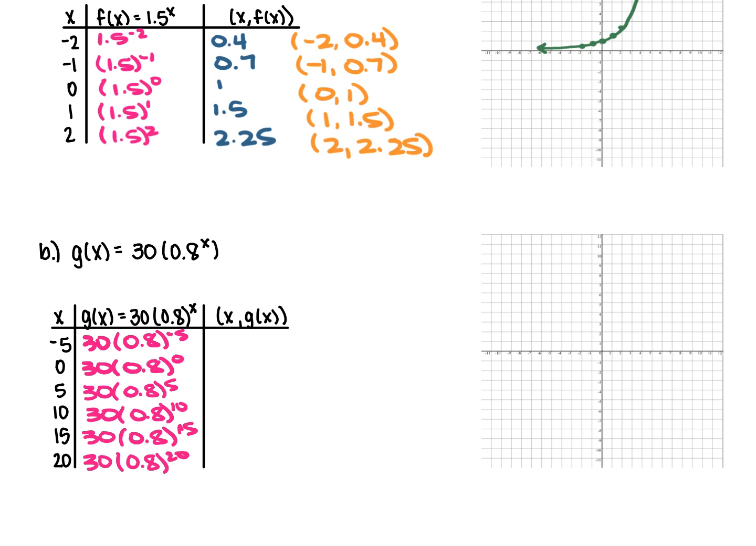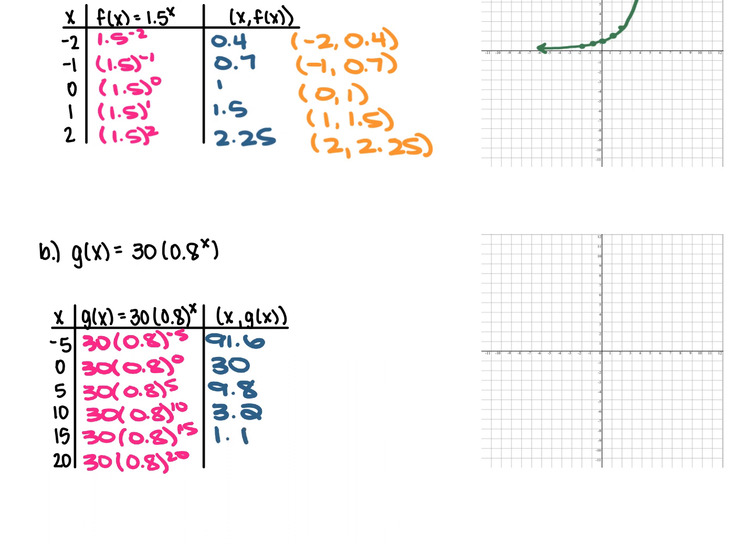From here, we're going to use our calculator and just simplify these. For your power of negative 5, that's going to give you 91.6. The 30 times 0.8 to the power of 0 is just 30. 30 times 0.8 to the power of positive 5 is 9.8. 30 times 0.8 to the power of 10 is 3.2. 30 times 0.8 to the power of 15 is 1.1.